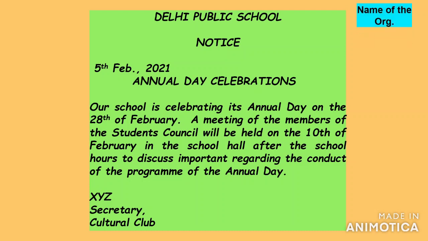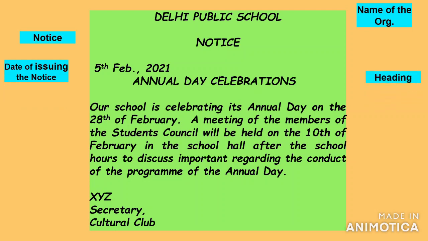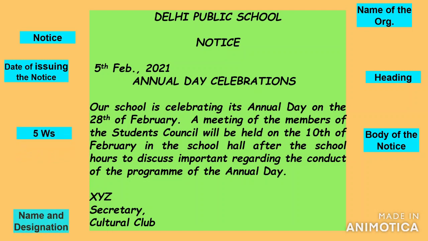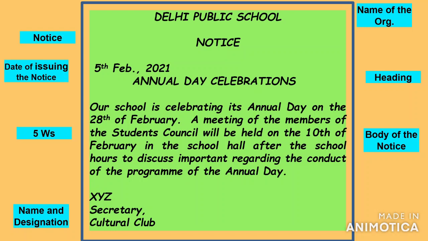Now let's have a quick look at the different parts of the notice. We began with the name of the organization, then the title, notice, in block letters. It is followed by the date of issuing the notice. Then comes the heading, and finally the important part, that is the body of the notice, which answers the questions related to the 5 W's. The notice ends with the name and designation of the person who has issued the notice. All the information has been put across. Now we have to enclose this information within a rectangular box. Now we can say that our notice is completed.